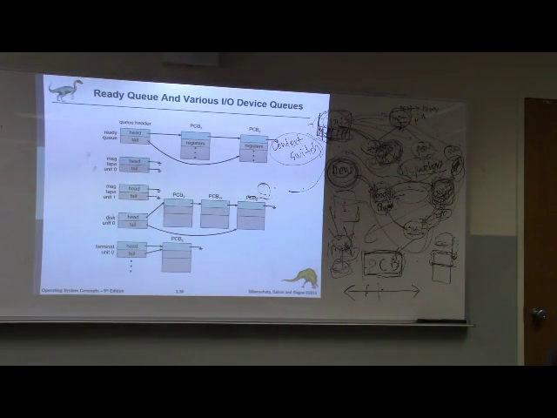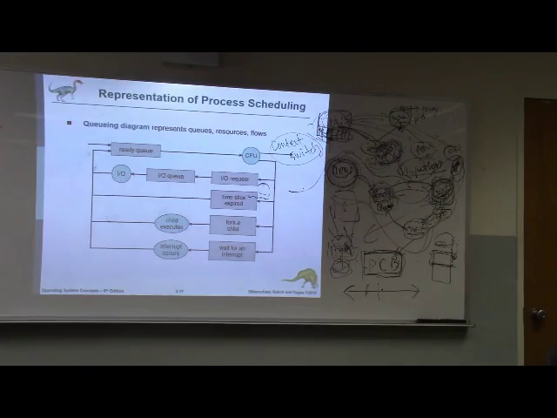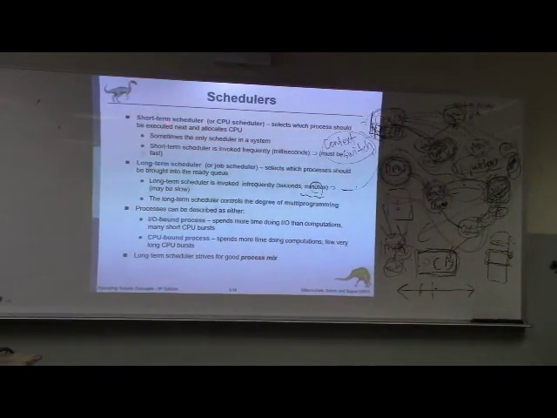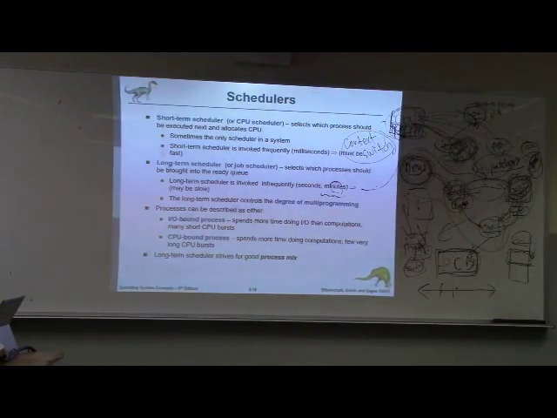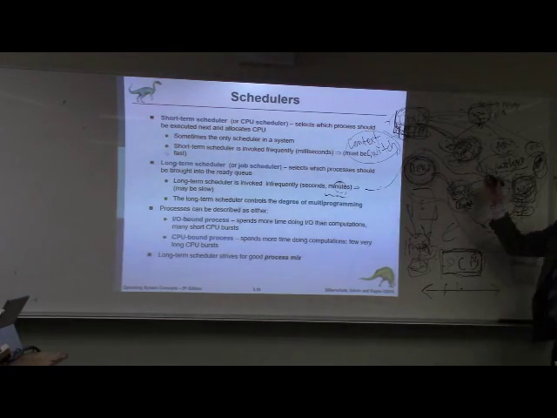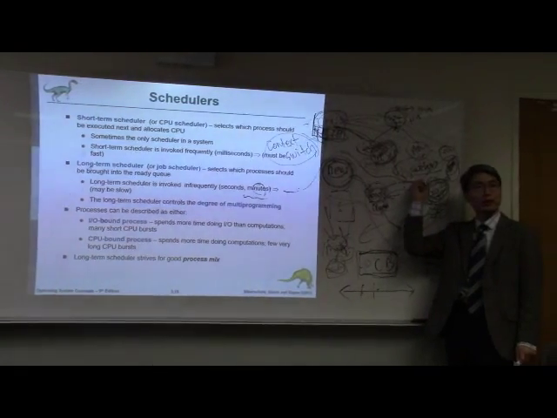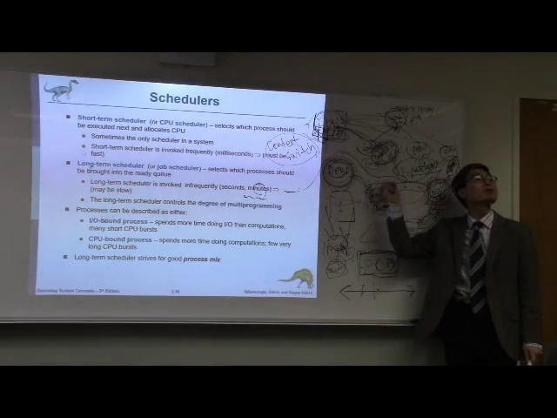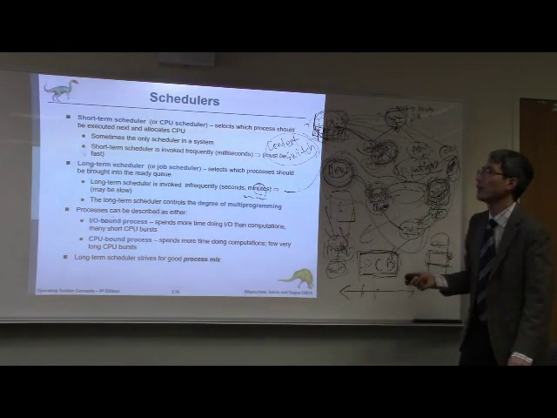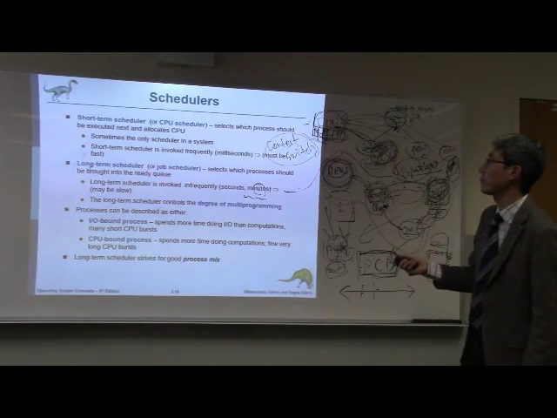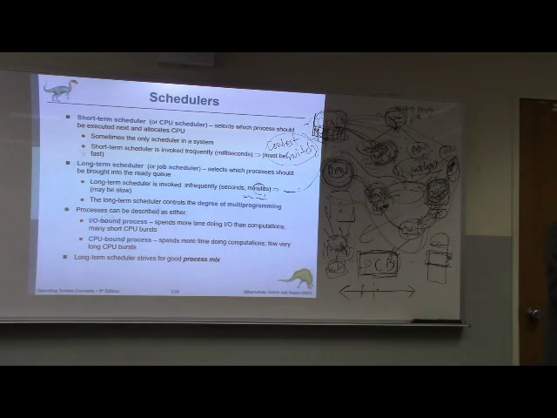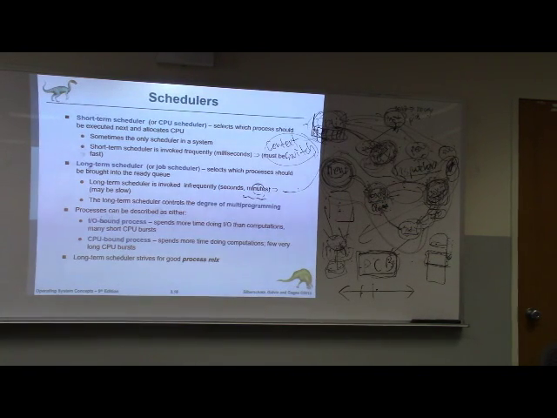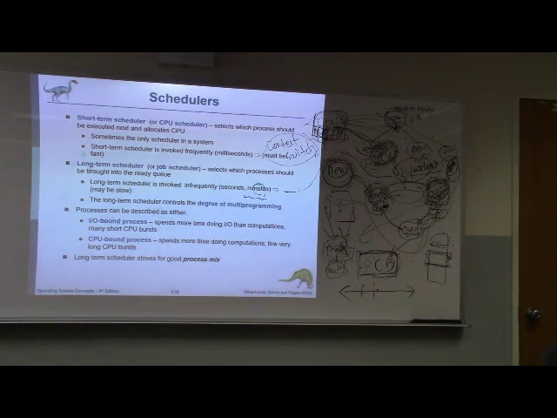So usually we call them the short-term scheduler and the long-term scheduler. The short-term scheduler is the scheduler that you know, that we discussed. It's the CPU scheduler. On the other hand, the operating system also manages the long-term scheduler, which decides which job will be selected.